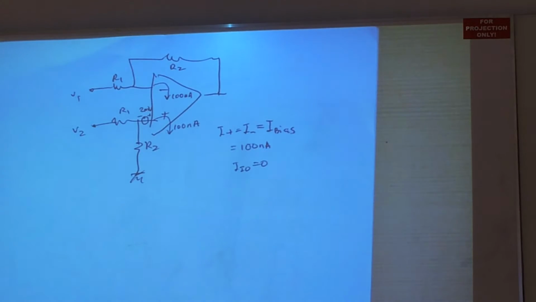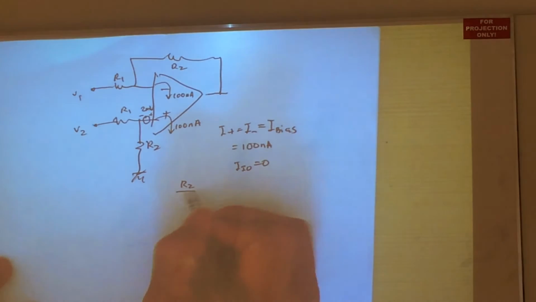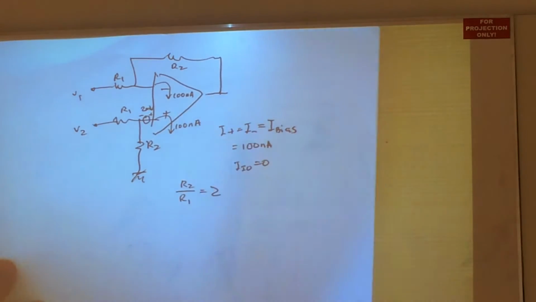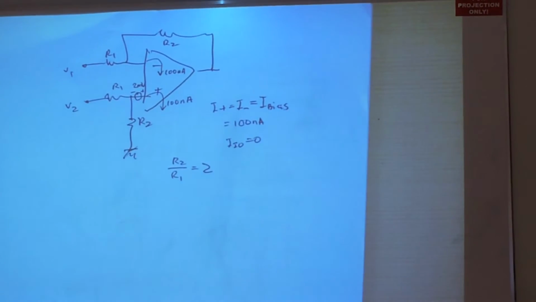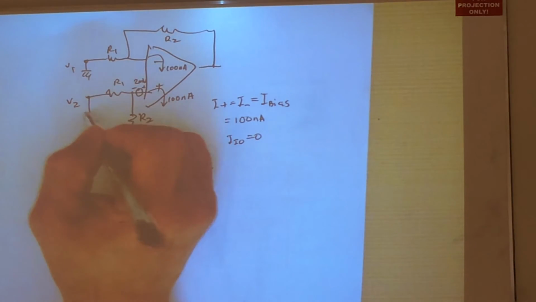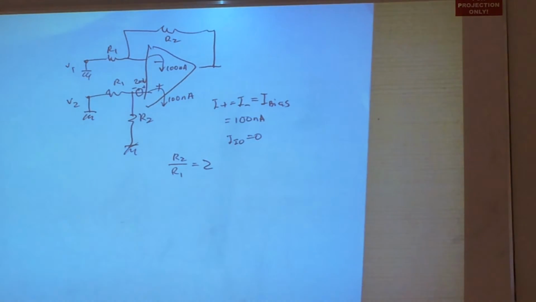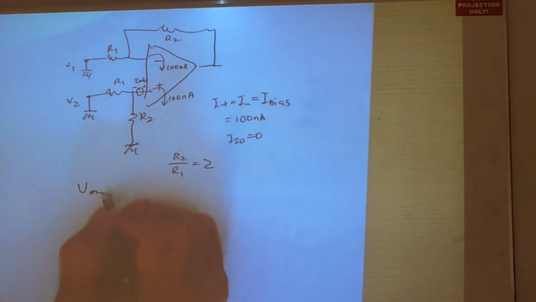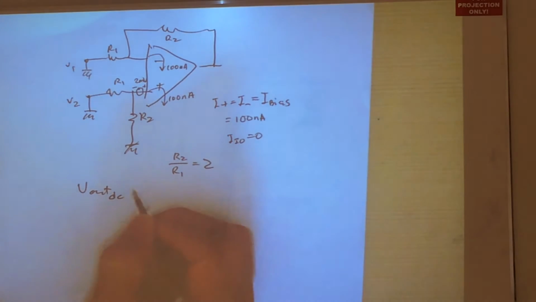And we also know that R2 over R1 is equal to 2, because it's given to you, the gain is 2. Alright? And then we are told that the two inputs V1 and V2 are 0, so we ground these two. Alright? And therefore we are asked to find out the maximum DC voltage at the output. So basically we want to find out V out DC due to the three sources.